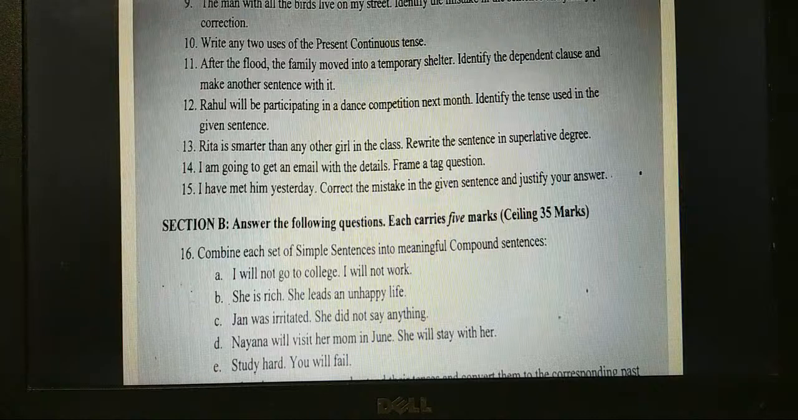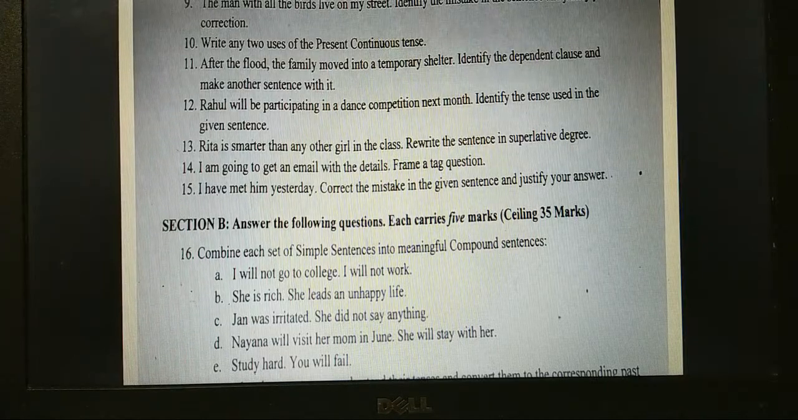Now we move on to the 12th question. Rahul will be participating in a dance competition next month. Identify the tense used in the given sentence. Very easy to understand. Okay, just write down the tense of the sentence. Rahul will be participating. You can write question number 12, future continuous. Future continuous tense.